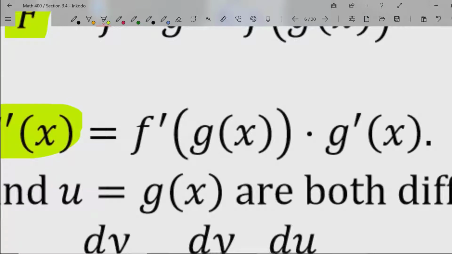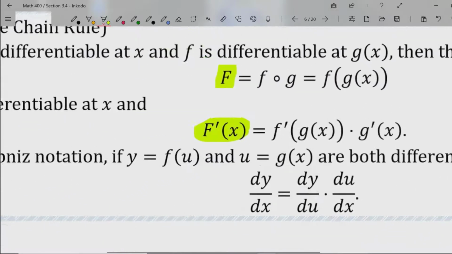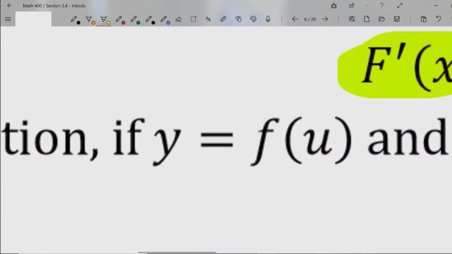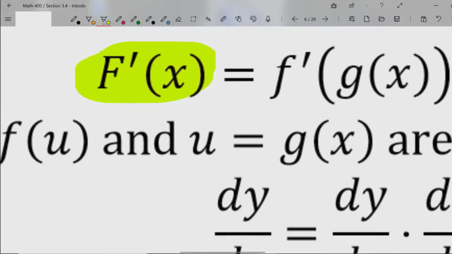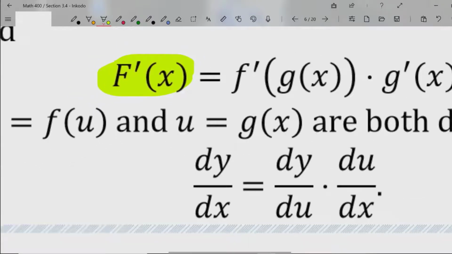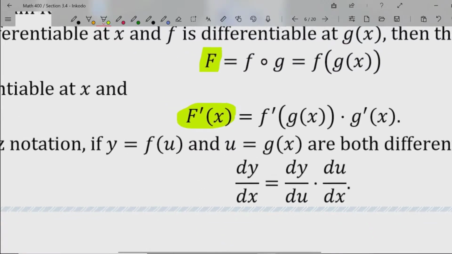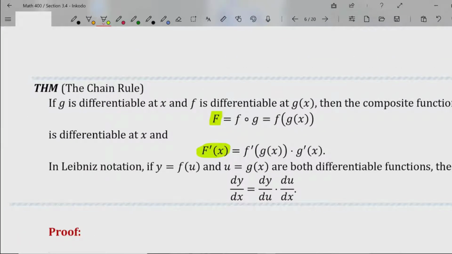Now, you did not see me use that Lagrange notation in my examples because I think it's better to start with the Leibniz notation. So the Leibniz notation just says this: if I give you a function of u, y equals a function of u, and u is a function of x, well then, dy dx is dy du times du dx. So this is the definition or the theorem that we were using this entire time.